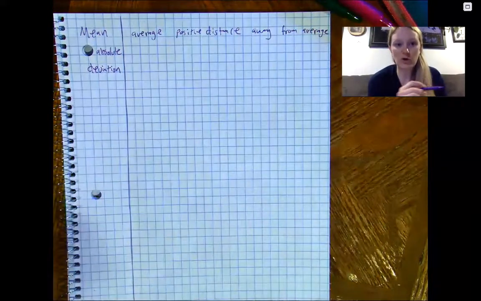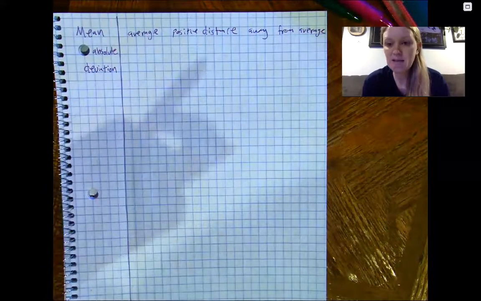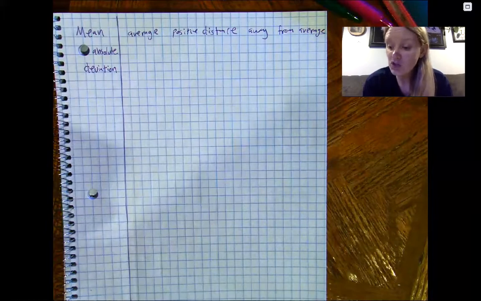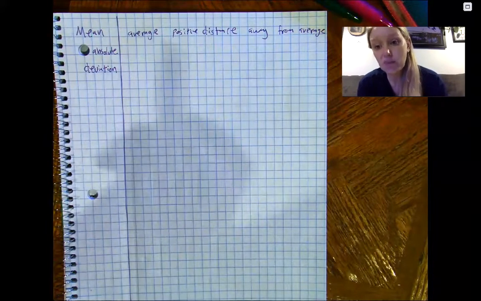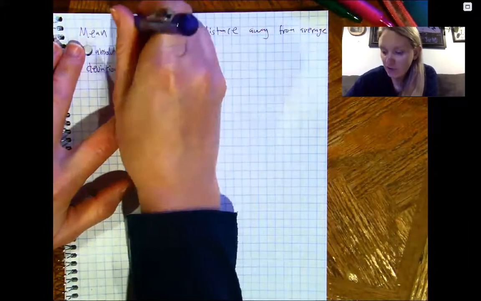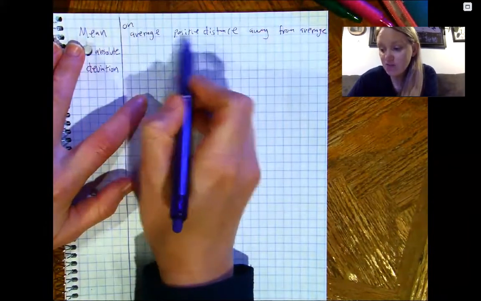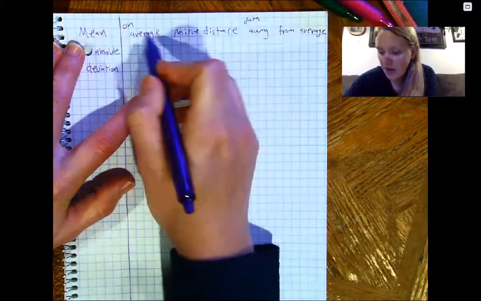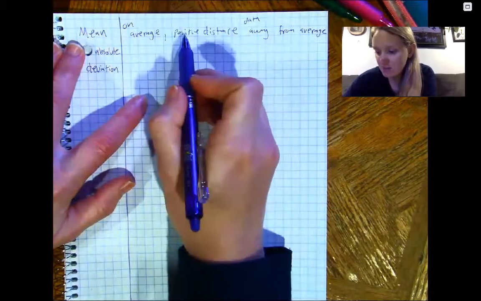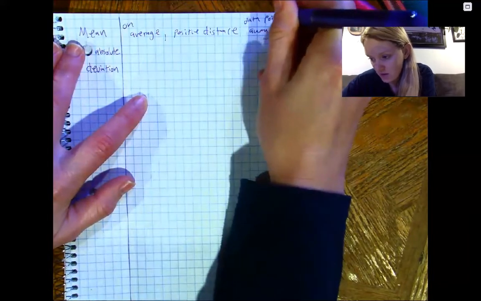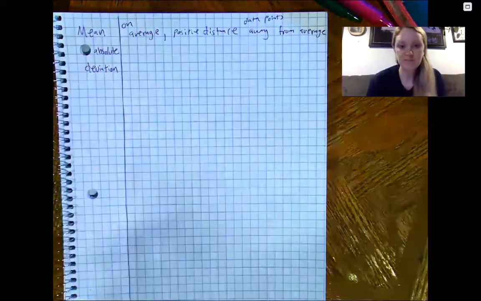Let me restate that for you. When you're finding the mean absolute deviation, you're finding on average how far away a number is from the average. So on average, it's the positive distance that your data points are away from the average, okay?